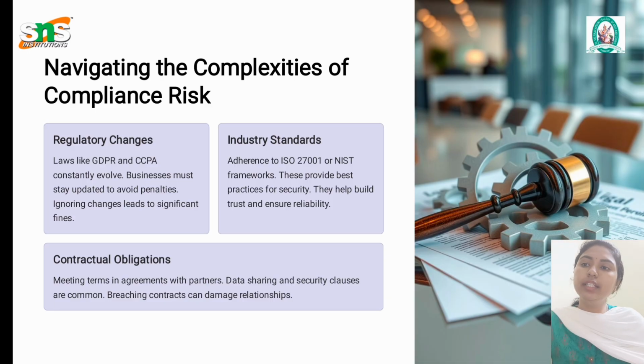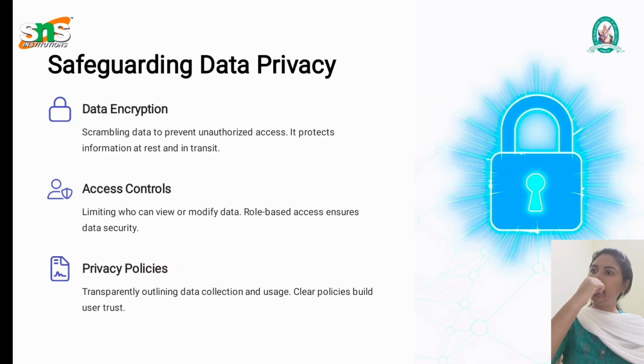The next thing is industry standards, which means ISO 27001 or the NIST framework. These provide best practices for security. They help to build trust and ensure reliability also. The next thing is contractual obligations, meaning meeting terms in agreements with partners. Data sharing and security clauses are also common. Breaching a contract can damage relationships also. This is contractual obligations.